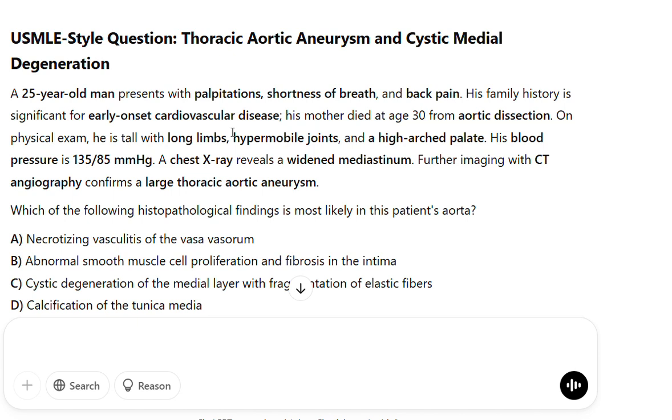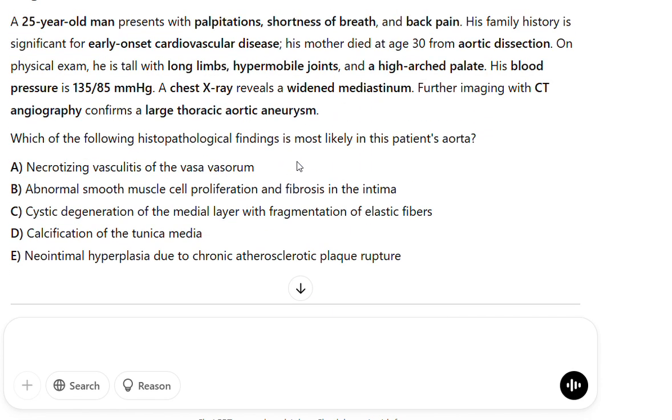A. Necrotizing vasculitis of the vasa vasorum. B. Abnormal smooth muscle cell proliferation and fibrosis in the intima. C. Cystic degeneration of the medial layer with fragmentation of elastic fibers. D. Calcification of the tunica media. E. Neointimal hyperplasia due to chronic atherosclerotic plaque rupture.